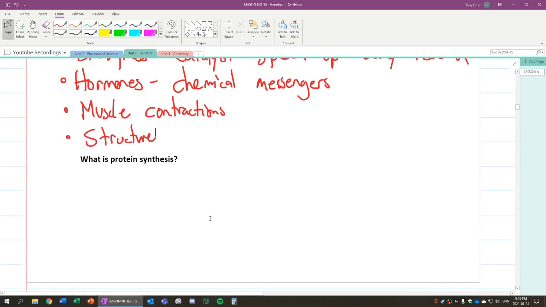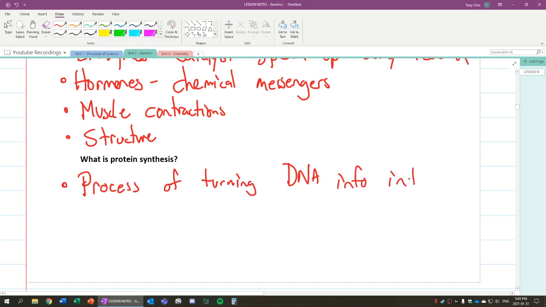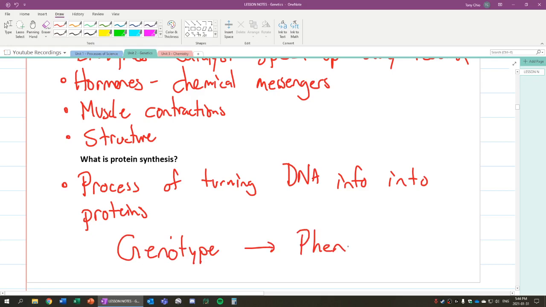But what is protein synthesis then? Protein synthesis is the process of turning DNA information into proteins. So how does it do that? It turns what we call our genotype into what we call our phenotype.